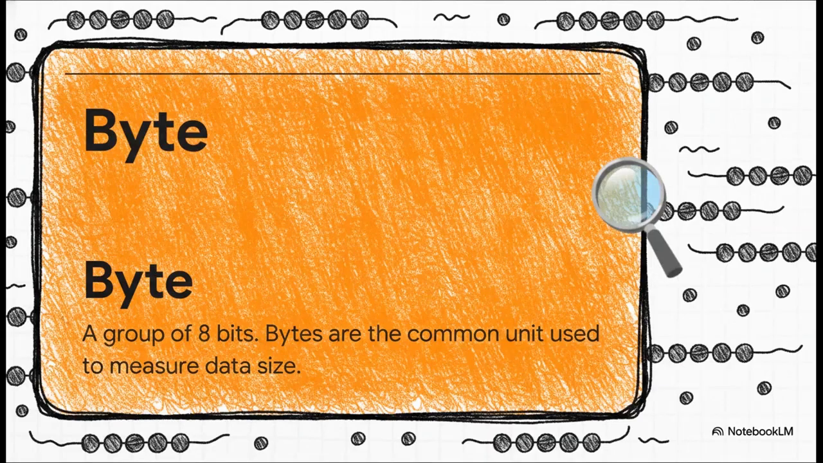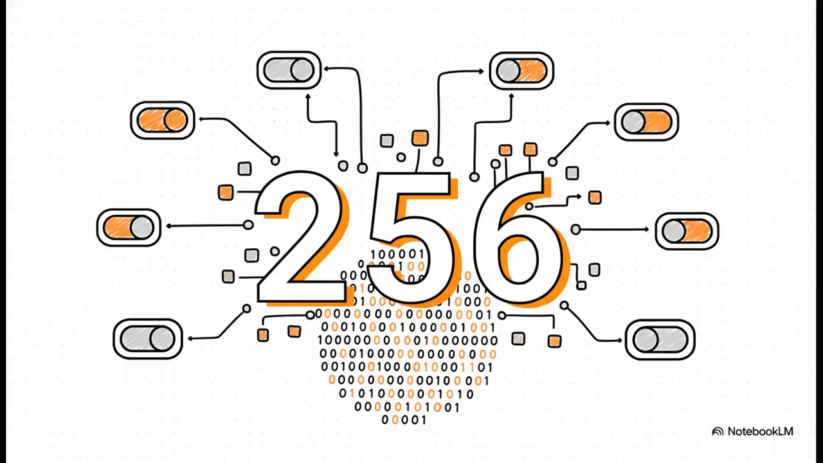Now, one bit by itself can't represent a whole lot. So what do we do? We string them together. And the most common way to do that is to group them into a team of 8 bits. And we call that a byte. And this is where the magic really starts to build. With just those 8 little on or off switches, you can suddenly create 256 unique different patterns. That's enough to represent any number from 0 all the way up to 255.